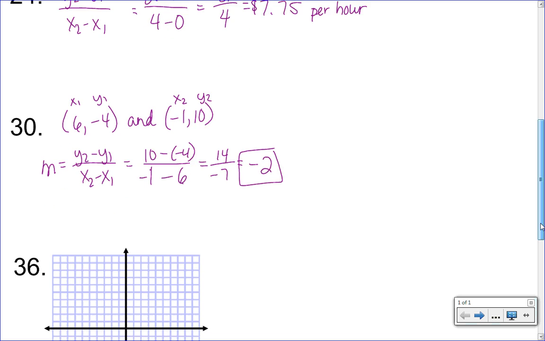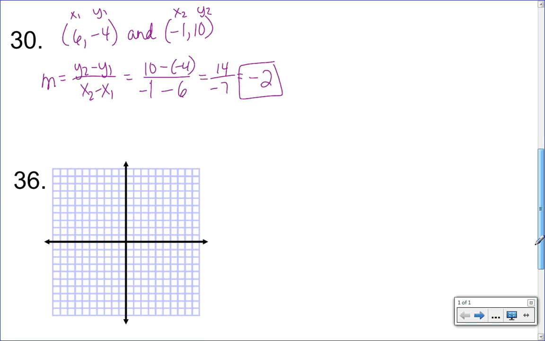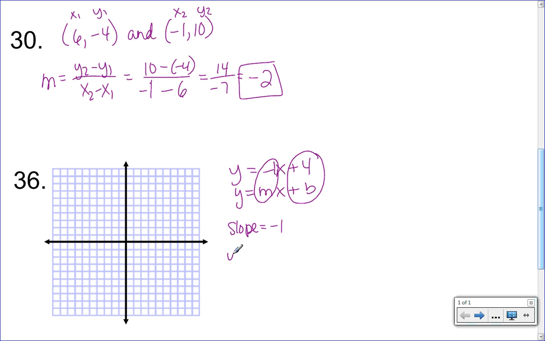Okay. Number 36 says to graph each equation using the slope and y-intercept, and here the equation is y equals negative x plus 4. So this is in the form y equals mx plus b. Now we're missing the number here, but we know that since there's no number in front of the x, we'll assume that's a 1. So we can see here that the slope is -1. And we can see here that the y-intercept is 4.